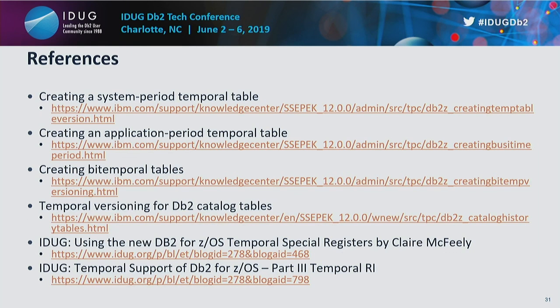Some references to where we got all this information from. IDUG, always a great source. Same with the IBM Knowledge Center, if you can navigate your way through it. Although I know it has changed quite a fair bit in the past couple of years, it's still a bit of a challenge to find some information. That's why IDUG is always great, so is Google. Google is always your friend.